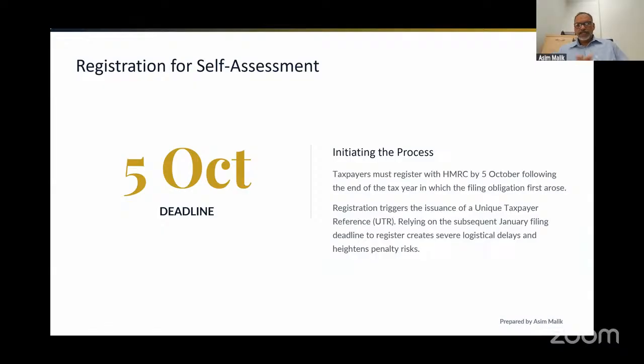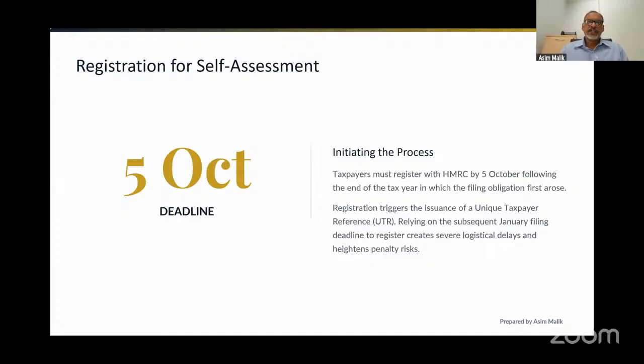Now, that brings us to the basic information about self-assessment. As I mentioned, self-assessment is where a taxpayer or their accountant, call them agent, is declaring their income, calculating their taxes, and paying off their liabilities.